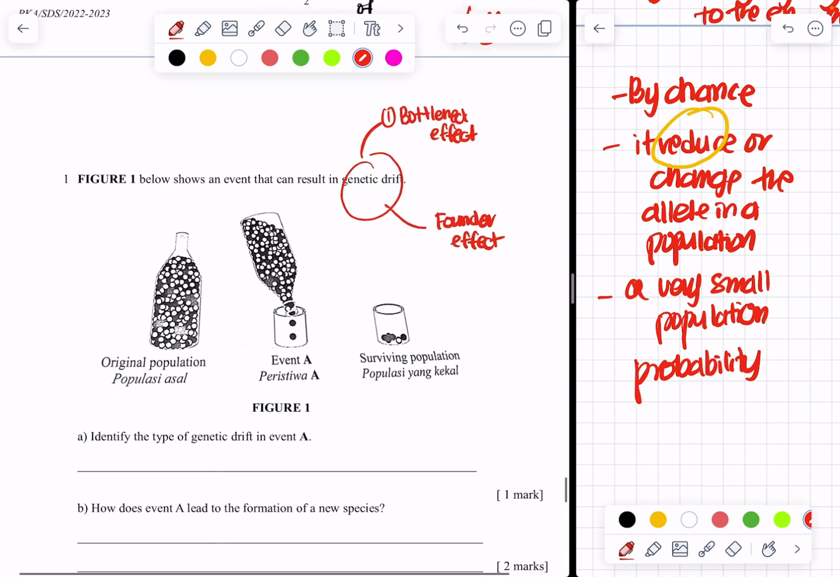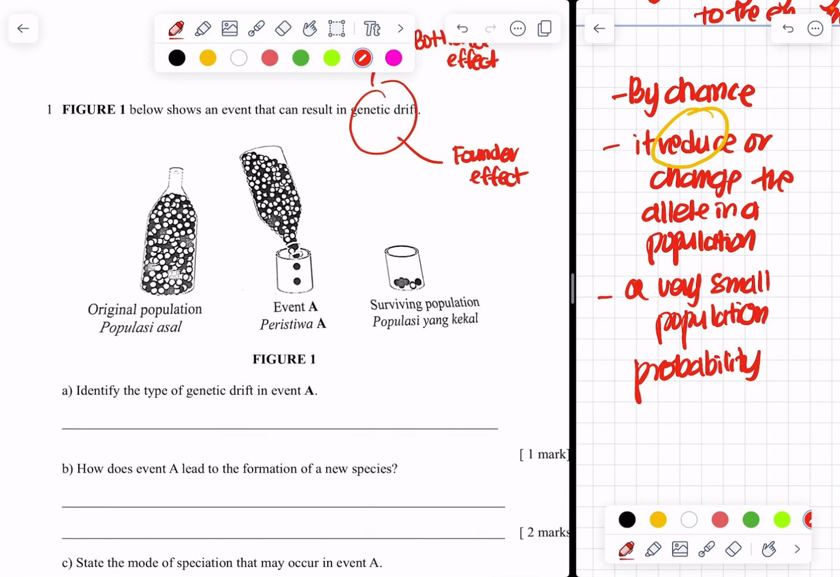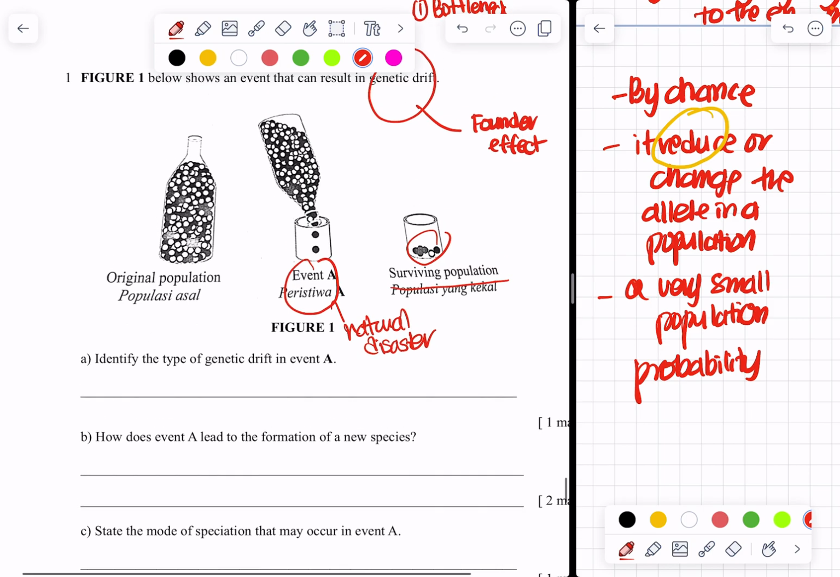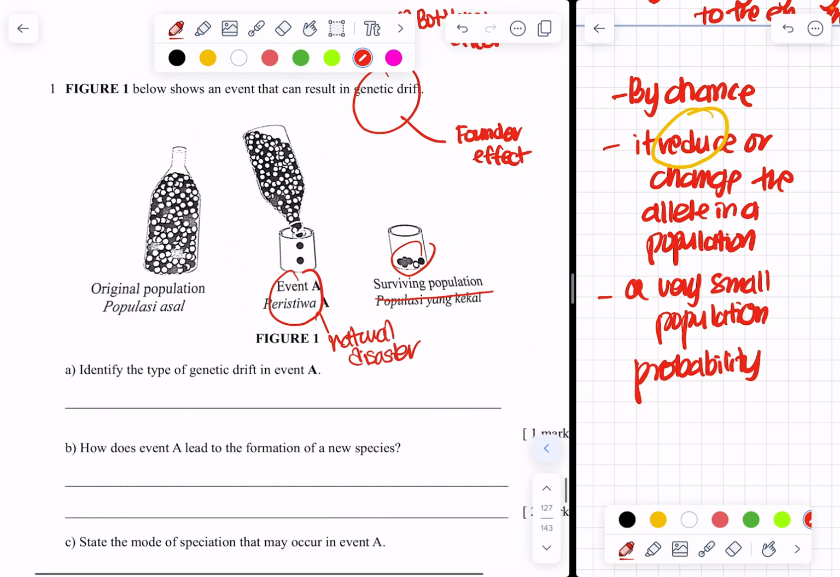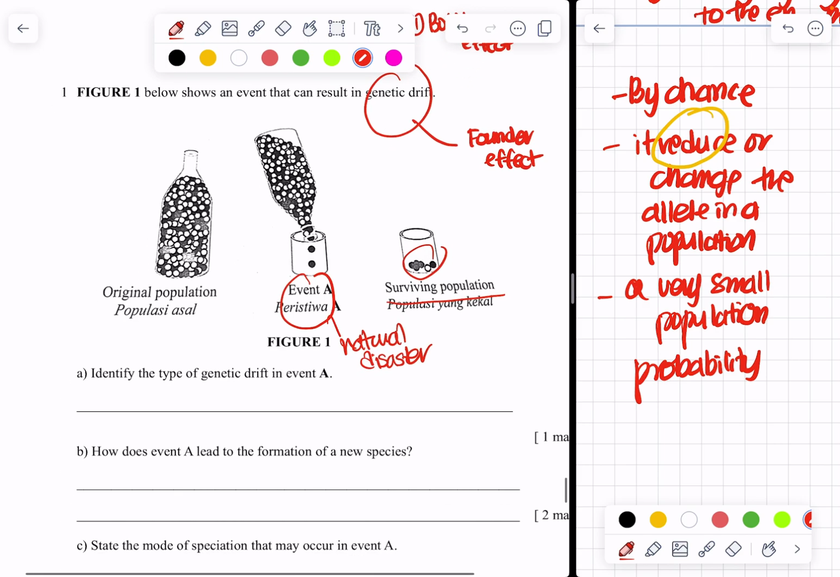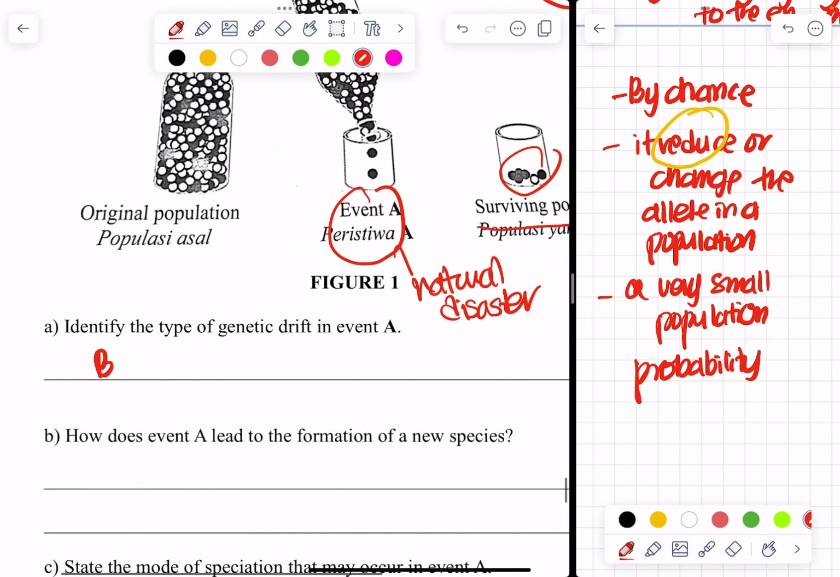So let's take a look at this one, a very popular diagram. Original population, and then event A happens. It can be any natural disaster, usually like an earthquake or maybe volcanic eruption. And look at this. The surviving population is just this, a very small population. So name the type of genetic drift in event A. Of course, this is bottleneck. It's a bottle, guys. Bottleneck effect. 1 mark.